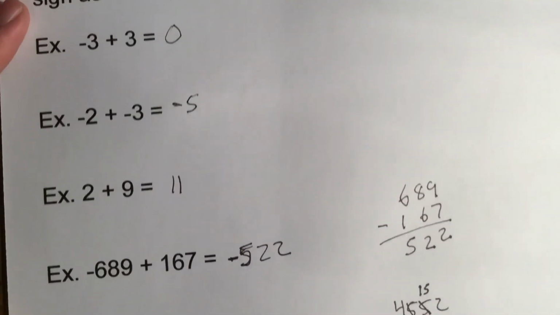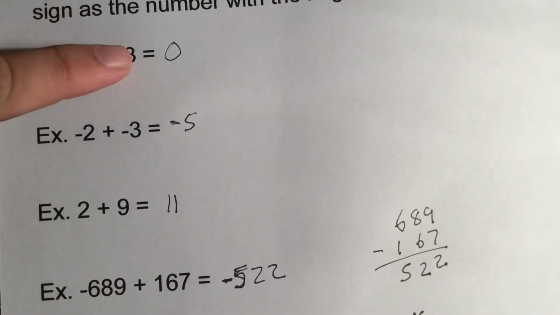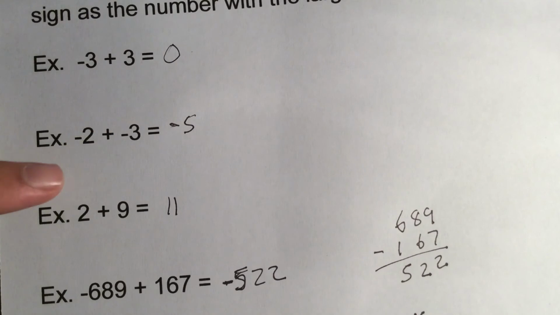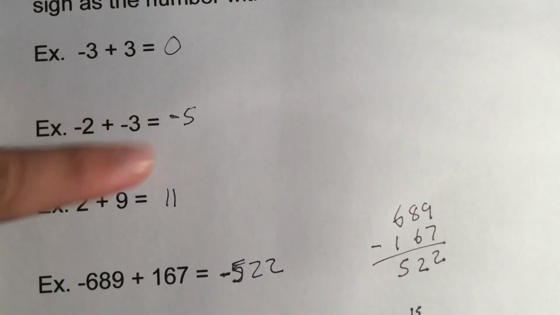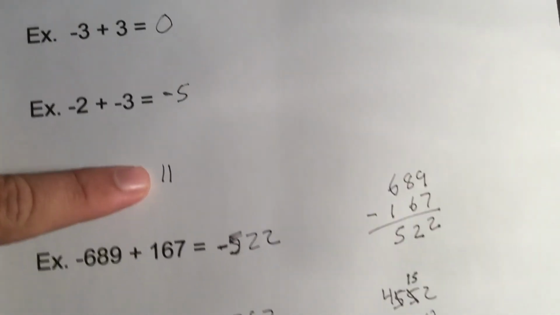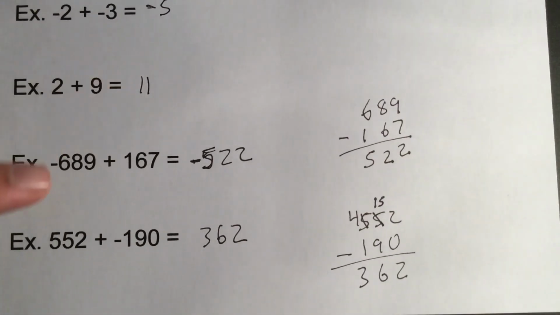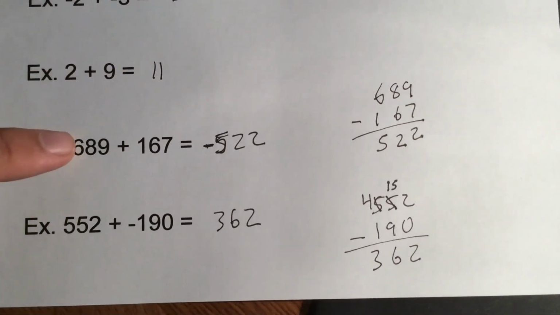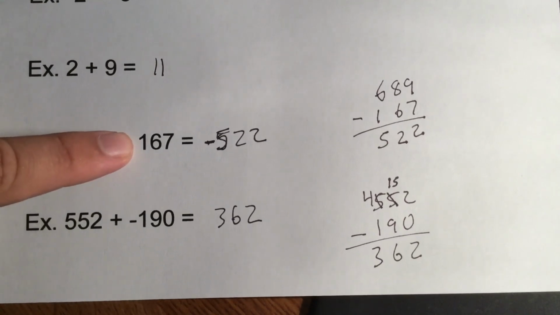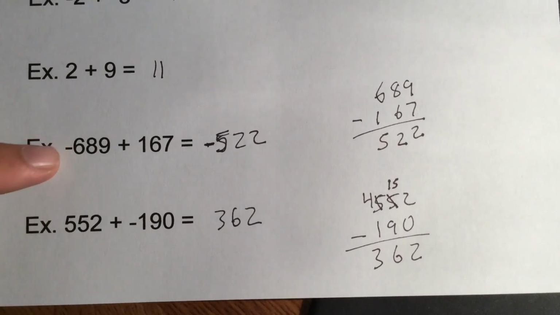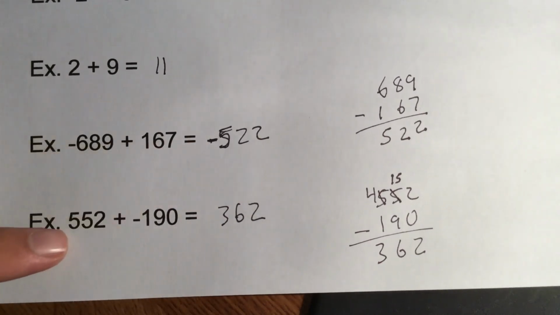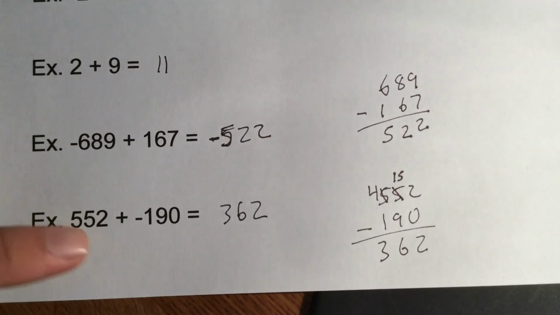So, different signs, you subtract them. If I have 3 minus 3, I have 0. If they're the same sign, you add them, and that's the sign. So if they're both negative, you get a negative 5 here. Both positive, the answer's going to be positive. When it's different signs, take the bigger number minus the smaller number, and whichever number was bigger, that's the sign the answer will be. So here, the bigger number was negative, so we had a negative answer. Here, our bigger number was positive, so we had a positive answer.